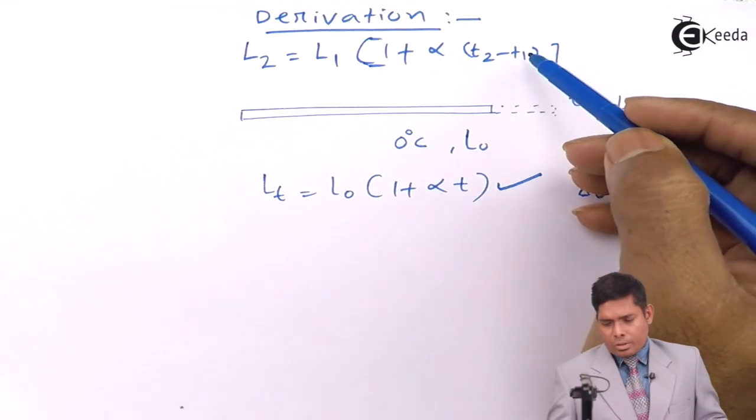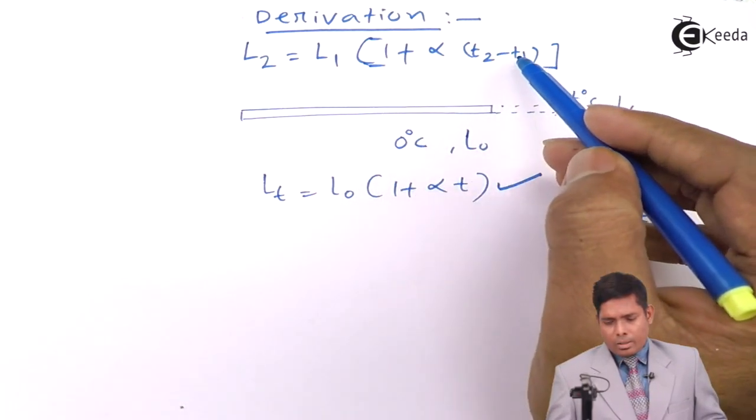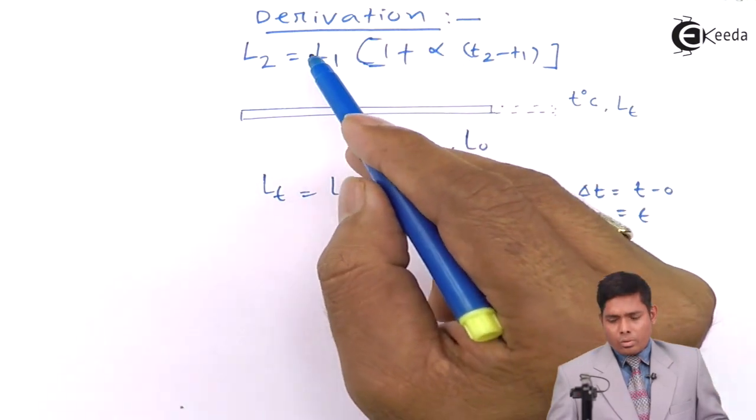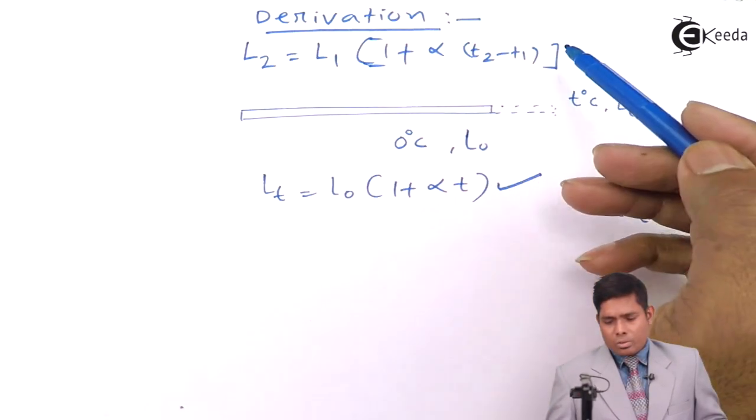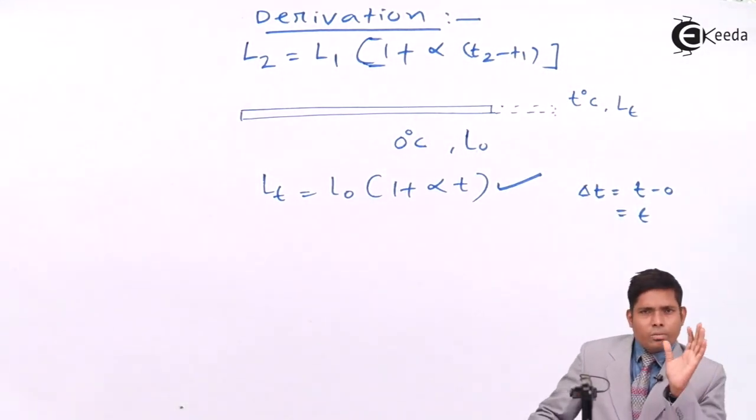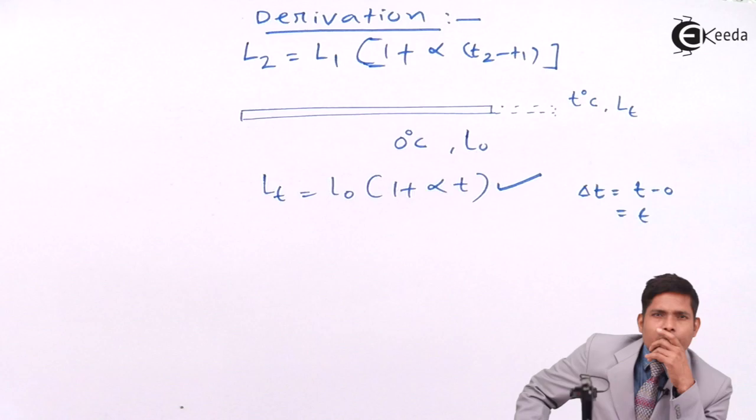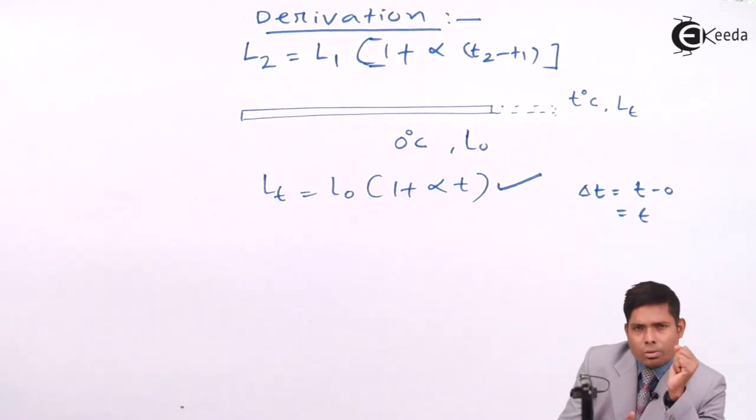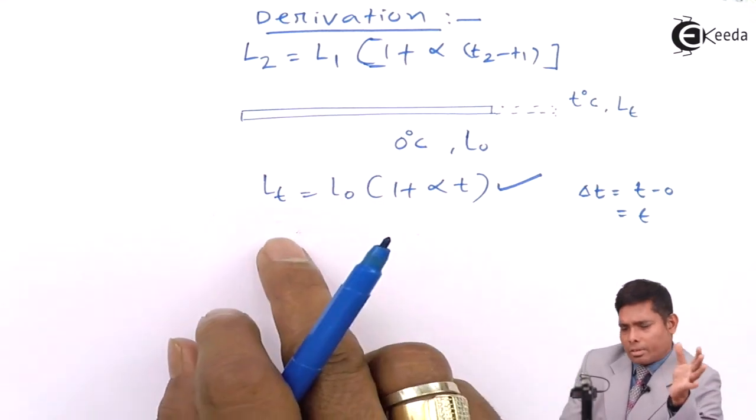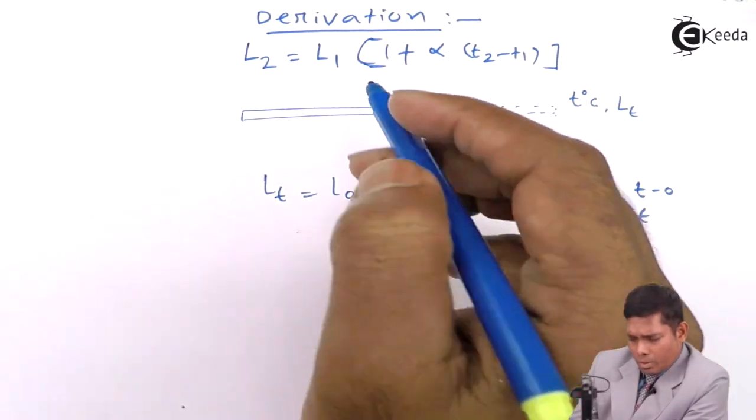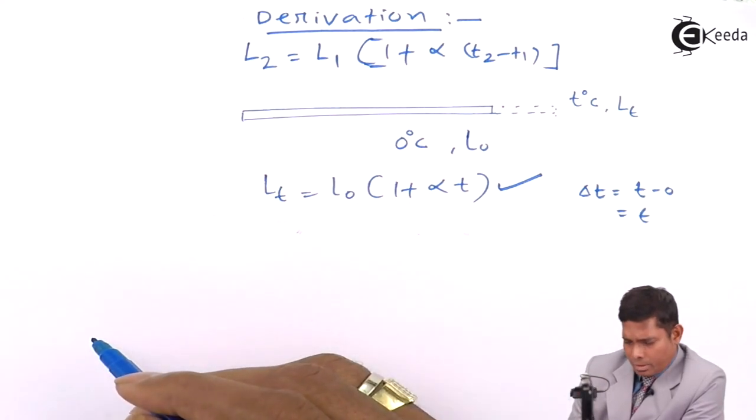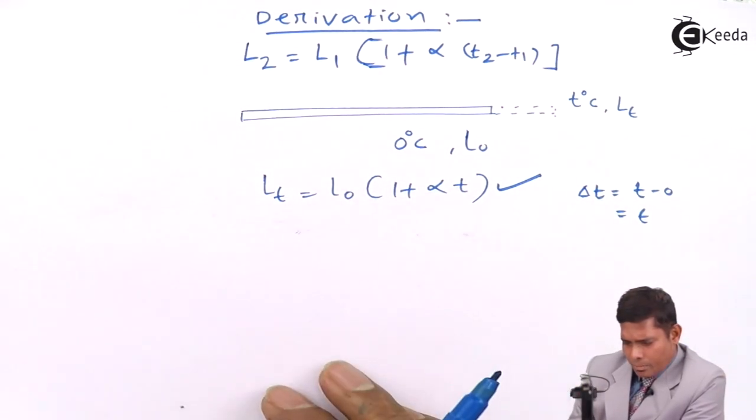That means L1 is the length of the rod at temperature T1, and L2 is the length of the rod at temperature T2. So L1 and L2 are the lengths corresponding to T1 degree centigrade and T2 degree centigrade. Here T1 is neither 0 nor is T2 0. So if T1 and T2 are not zeros, then this equation cannot directly apply. Fundamentally you cannot apply this law, so you have to derive another formula like this. How to derive that? We'll do this here.